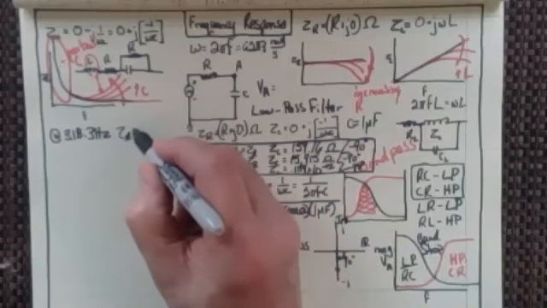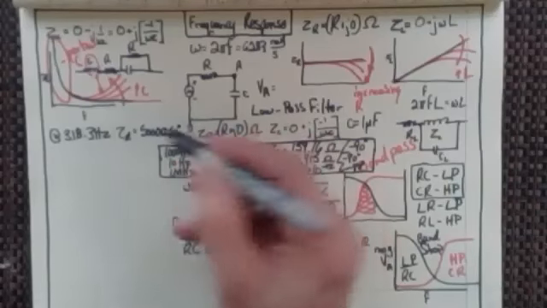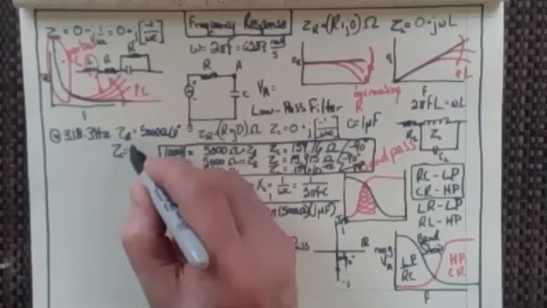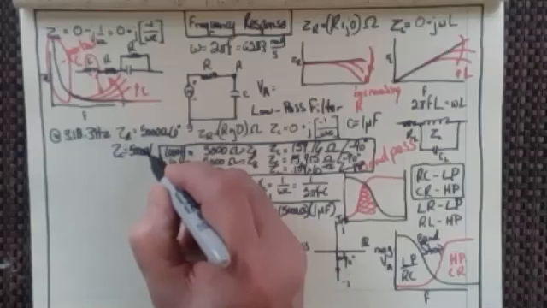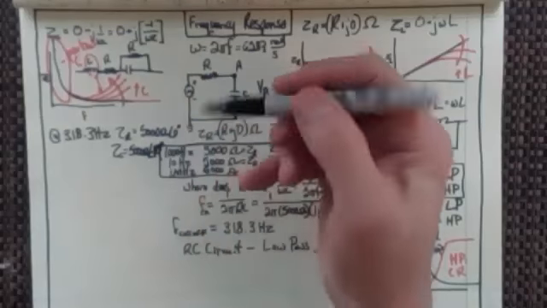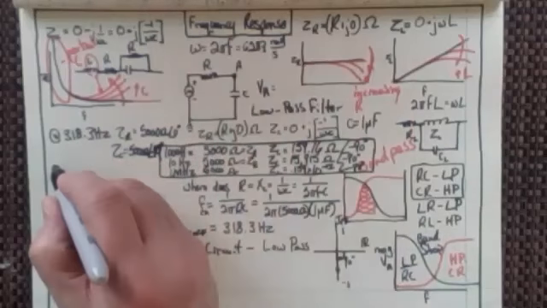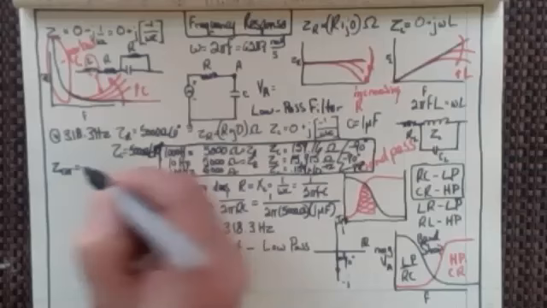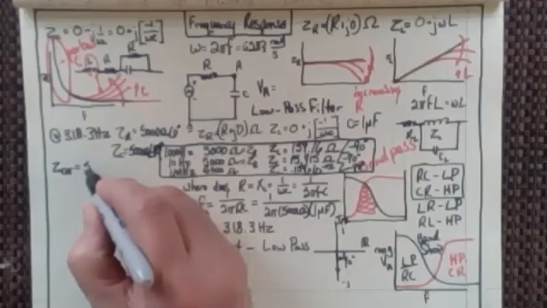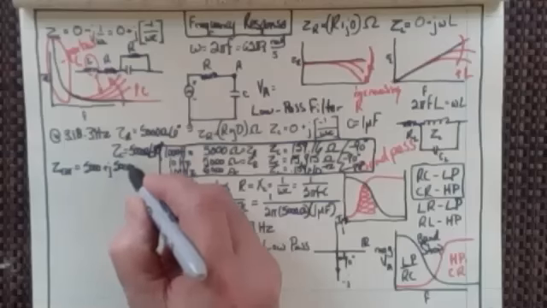So Z sub R equals 5,000 ohms at an angle of 0 degrees, and Z sub C equals 5,000 ohms at minus 90 degrees. That's supposed to be a minus 90. All right, so we've got two of these now. And in fact, if I wanted to write out my total impedance for the circuit at 318.3 hertz, it would be 5,000 plus J 5,000.